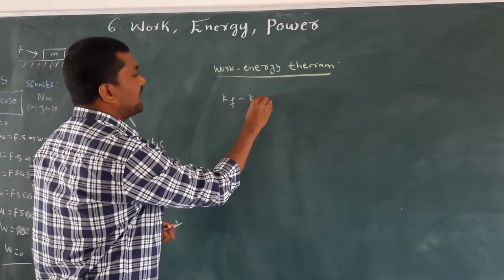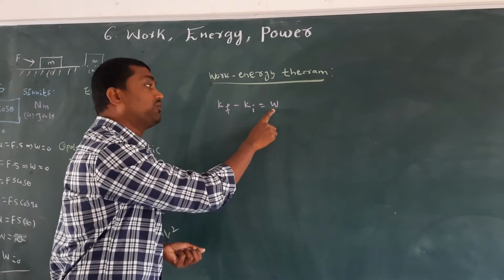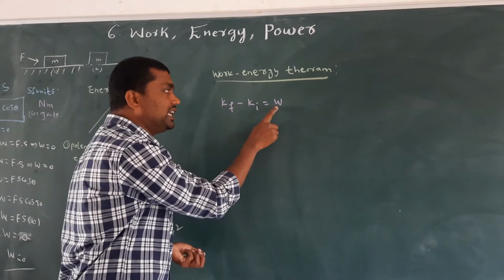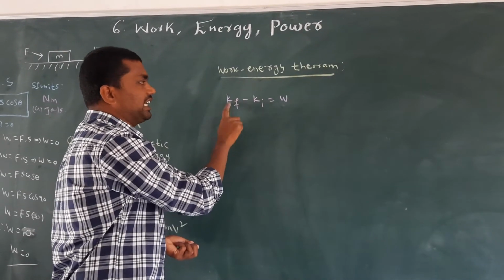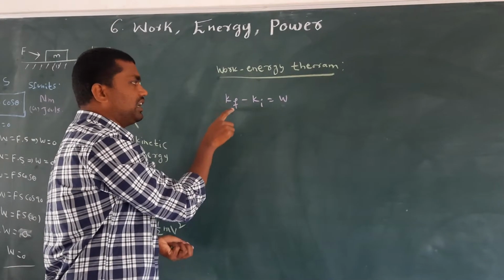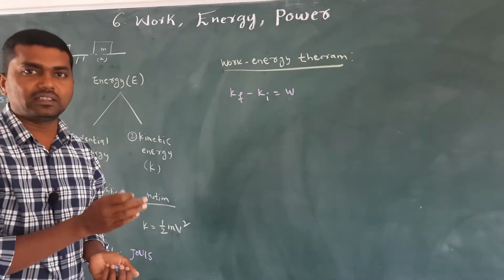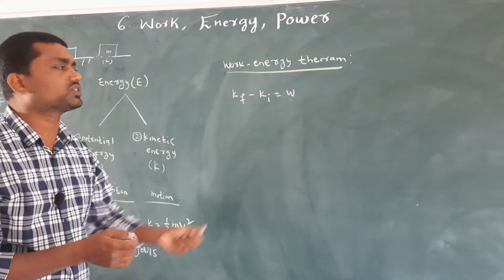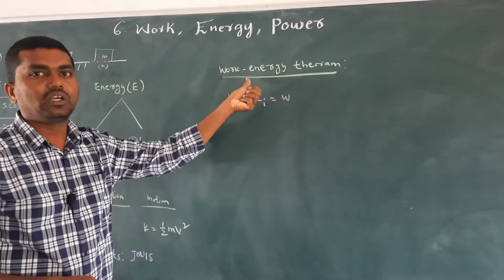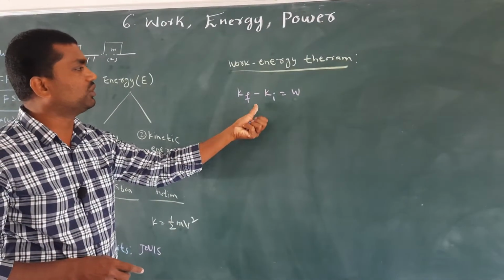Kf minus Ki is equal to W. Means when the force is applied on the object, the work done is equal to the change in kinetic energy, where kinetic energy is represented by K. Ki means initial kinetic energy, Kf means final kinetic energy. The definition of the work energy theorem: the work done by the applied force is equal to the change in kinetic energy. So I can explain the work energy theorem and the proof of Kf minus Ki is equal to W.